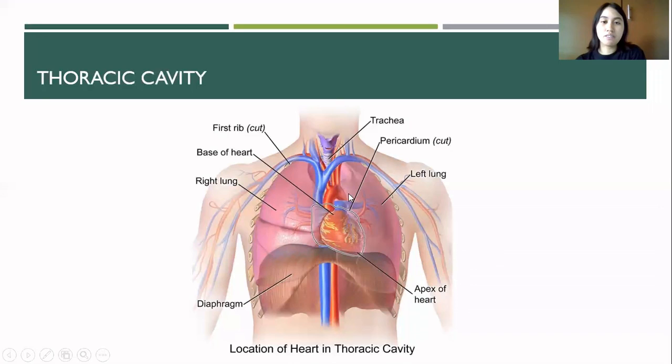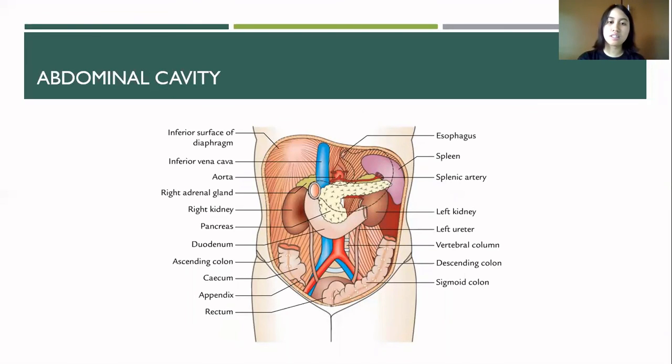We have the thoracic cavity. The thoracic cavity is mainly composed of the heart, the two lungs, the trachea, and the diaphragm. This diaphragm divides the abdominal cavity, which I will be discussing next. We have the abdominal cavity. This is where most of the organs stay: the liver, the spleen, your kidneys, and also your large and small intestine.